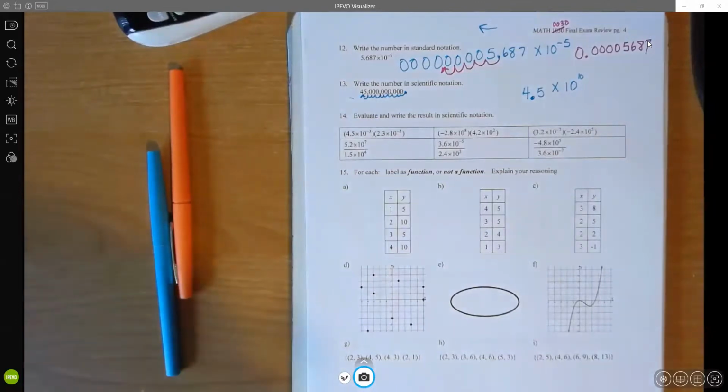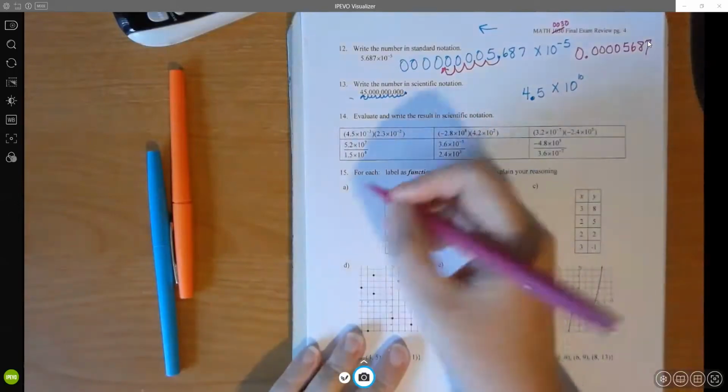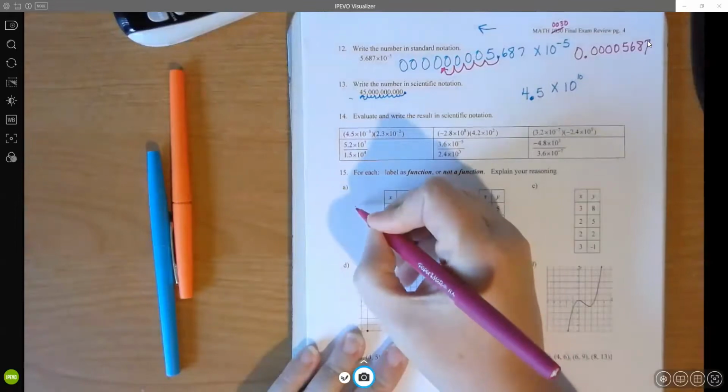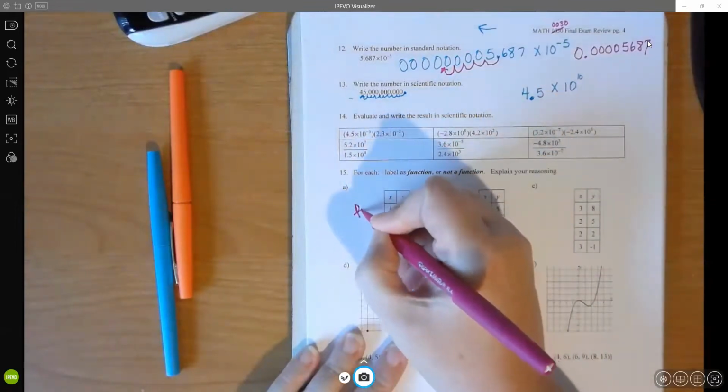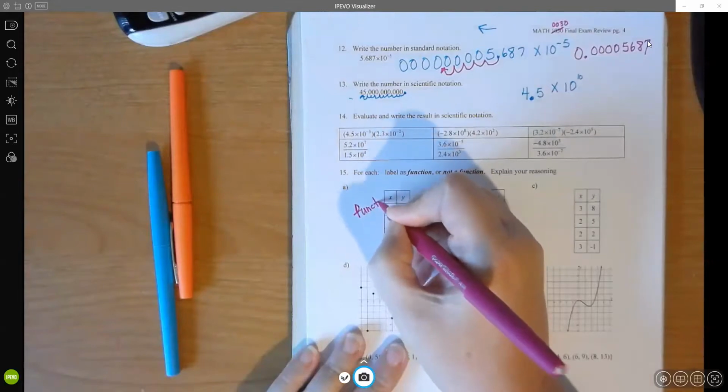What we don't want is one input sharing two different outputs. In other words, if I go in and ask you what output goes with 1, I want you to tell me the same answer every time. So letter 15A, number 15A is a function.